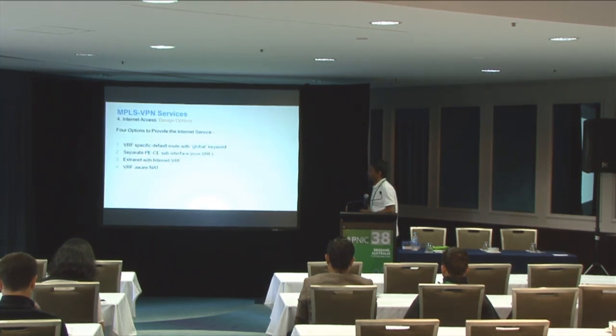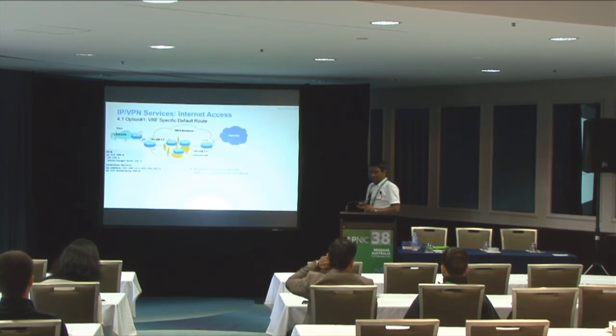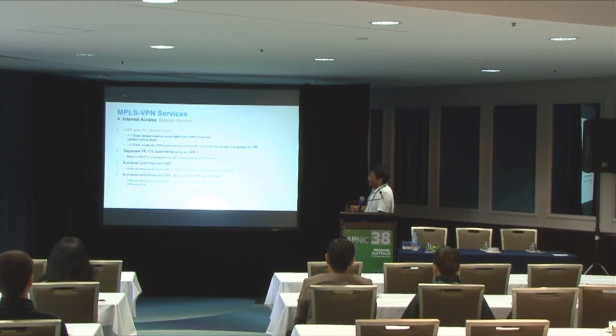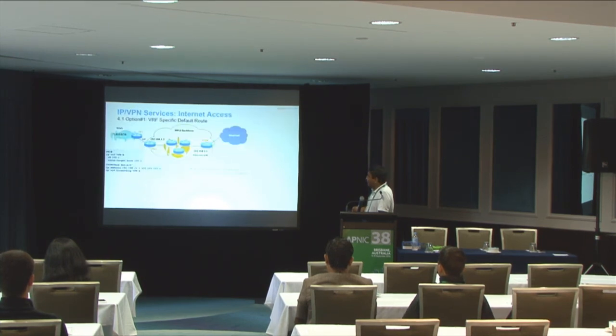Okay, internet. How can we provide internet service from a VRF? There are a number of scenarios for that. It can be using a VRF specific default route. By having a default route, we can enable internet service, or a separate PC interface. Let's see what we do with the default route.